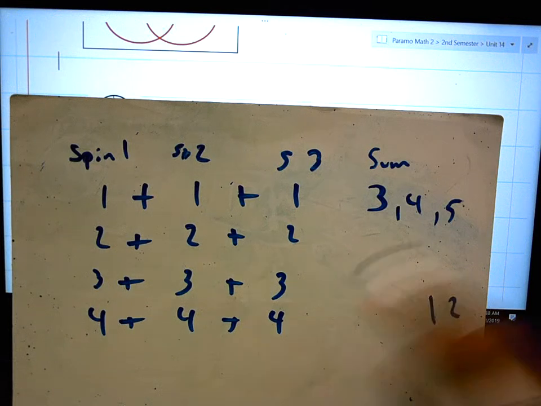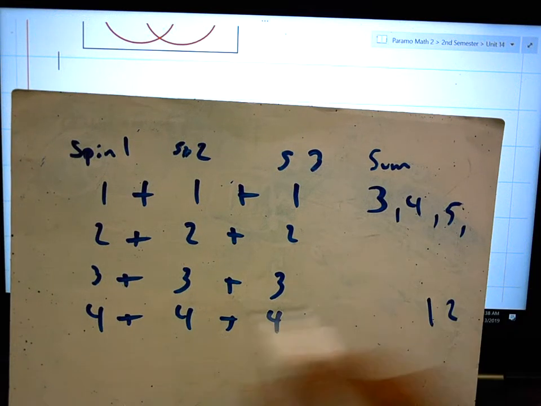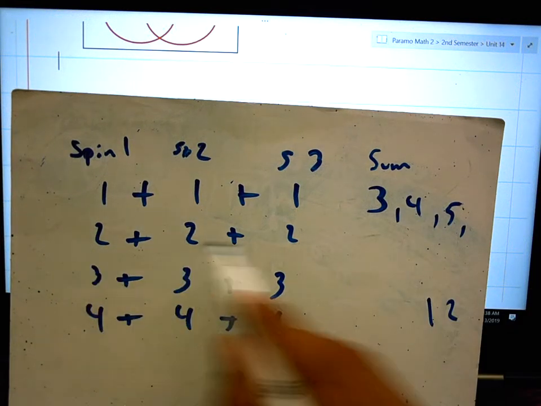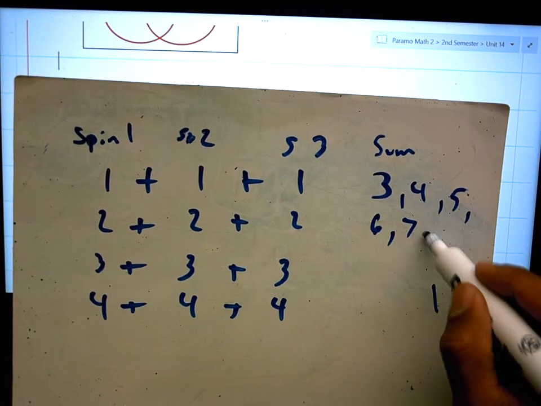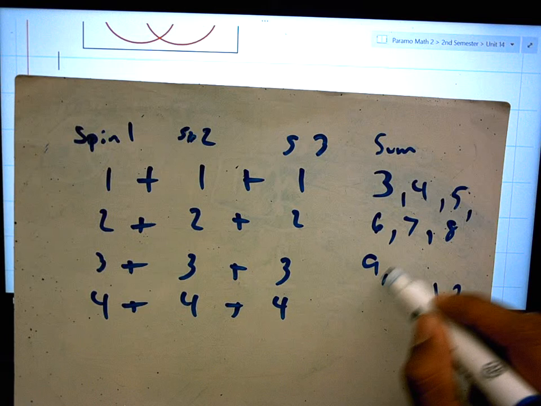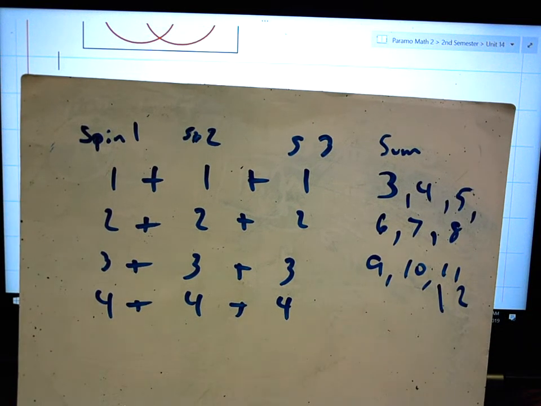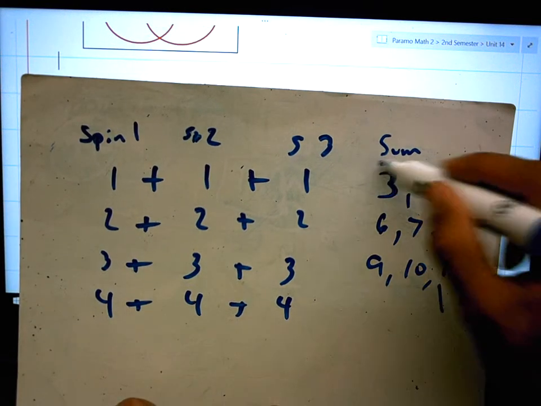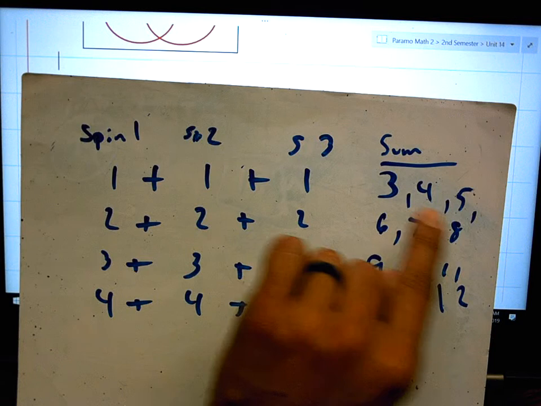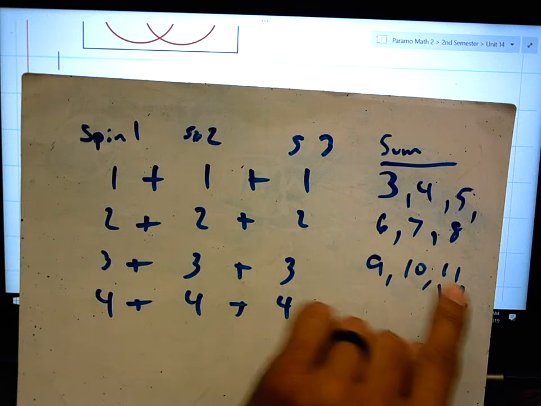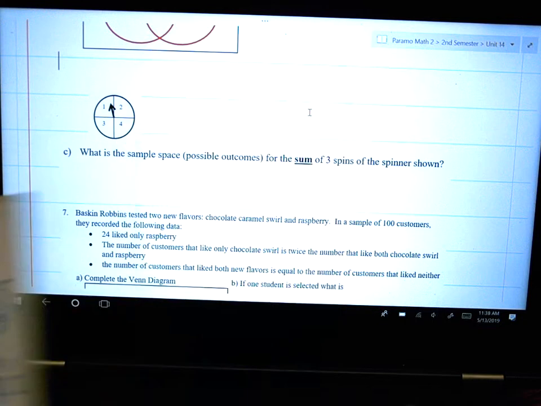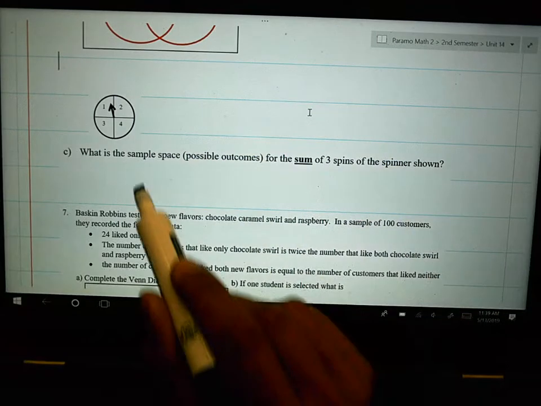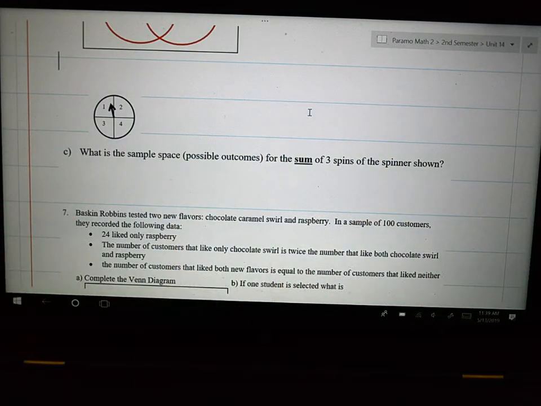3, 4, 5. I could get a 6. I can get a 7 somehow. I can get an 8. I can get a 9. I can get a 10. I can get an 11. I can get a 12. My sample space of the sum would be 3, 4, 5, 6, 7, 8, 9, 10, 11, or 12. That's your answer for 2C.